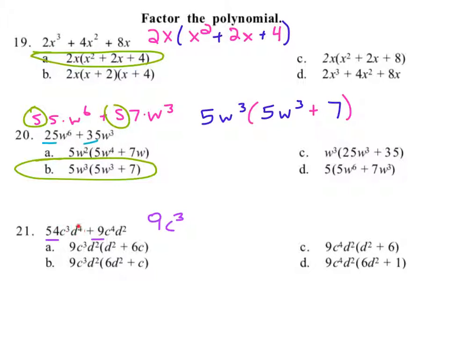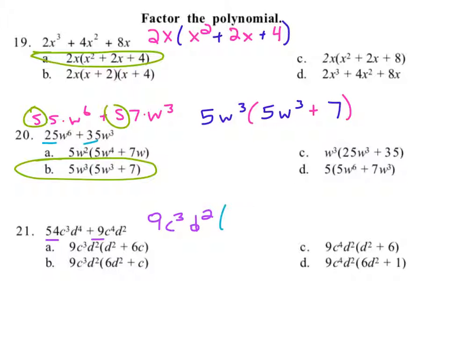And what about for the d's? Here we've got d to the fourth. Here we've got d to the second. We're limited to the lower number, so d to the second. Okay? That is what we can pull out, what's left inside.